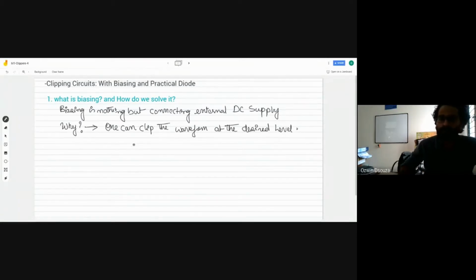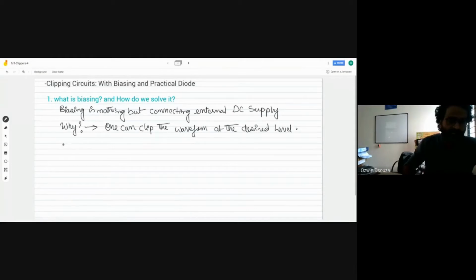If you look at your conventional half-wave rectifier, it works as a negative clipper, right? So the entire negative half cycle is clipped. But if you do not want to clip away the entire negative half cycle, what are you going to propose? You can propose a biased clipper. So let's look at the different permutations and combinations of biased clippers.